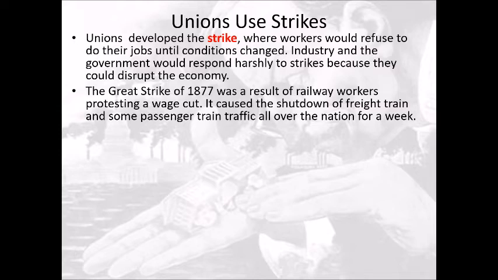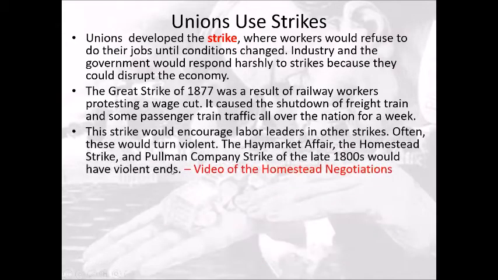Even today, freight trains are a major method for companies getting their goods back and forth, even more so than big semi-trucks. Also, passenger train traffic was shut down for a week. So that means you can't get to work, you can't go shopping, you can't get from point A to point B. That has a very negative effect on the economy. The strike would encourage labor leaders and other strikes. So the 1877 strike was able to convince people that this was a way to get what you needed.